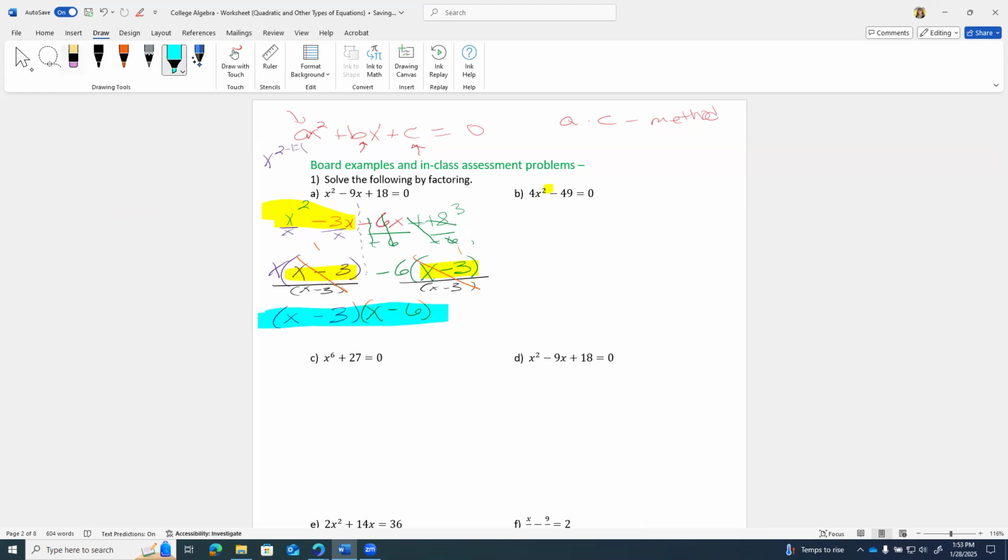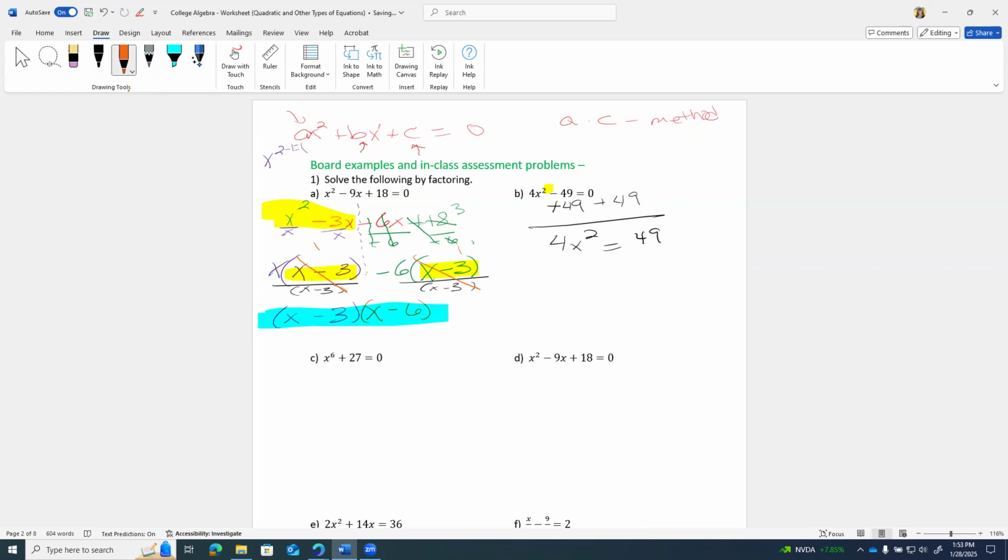And we'll do one more. On this other one here, it works out nice and pretty. There's a couple ways we can do this one. One of the easiest ways is doing the perfect square by adding this 49 to the other side. Now I got 4x squared equals 49. And I can take the square root of both sides, or I can divide both sides by 4.